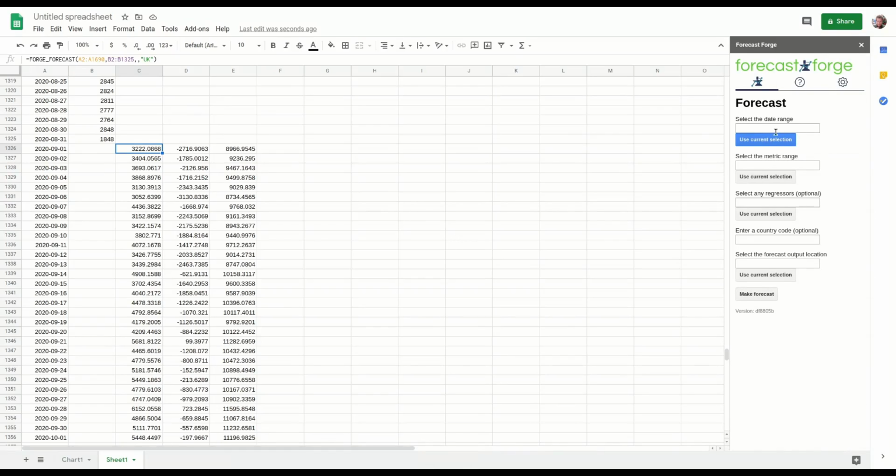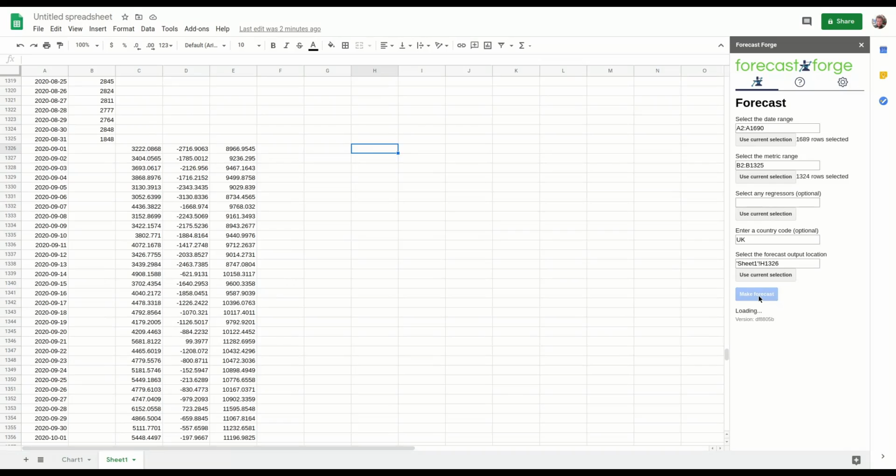Okay, so these fields over here, we need to fill them in the same way as we filled in the custom function. So we've got A2 to A1690, B2 to B1325, no regressors, and the country is the UK. Let's give it a bit of space. And okay, off we go.